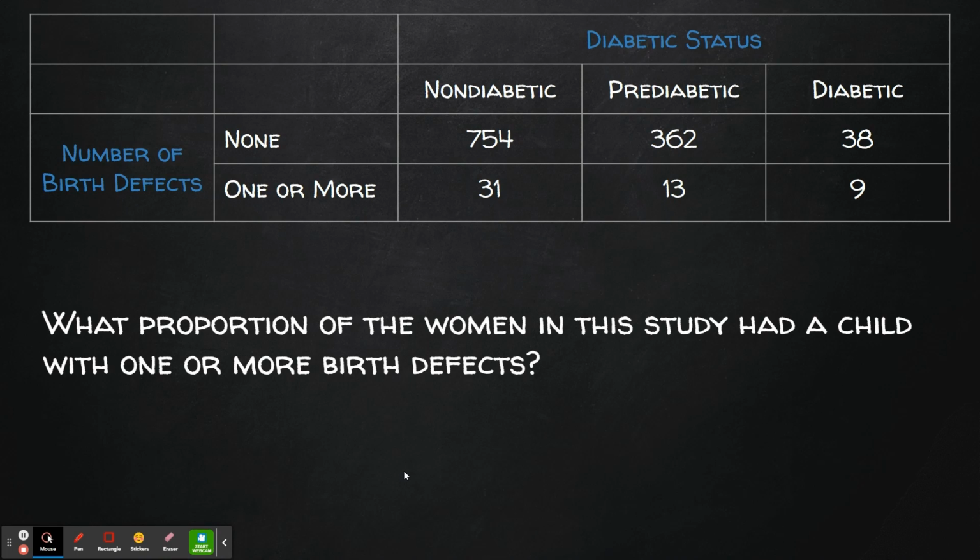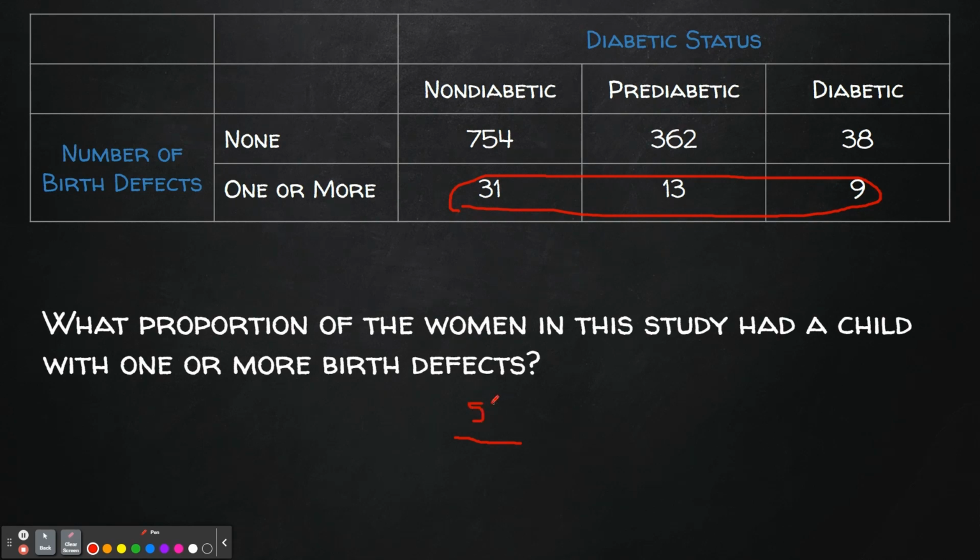What proportion of women in this study had a child with one or more birth defects? To answer this question, we would want to look at the total who had one or more birth defects out of the total number of women in the study. If we add up all these one or more birth defects here, we end up with 53. And if we add up all of the women who were in the study, we get 1,207. Dividing that on our calculator, we get 0.0439. So a little bit more than 4%.